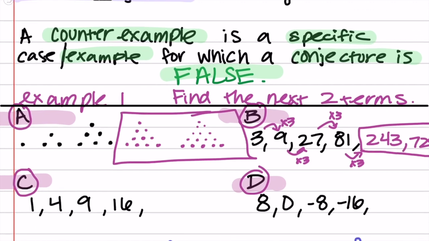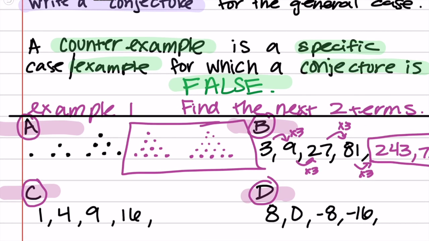Now let's look at C. C is a little bit different. So I see one thing. It goes from 1 to 4. I'm adding 3. Alright. And then from 4 to 9, I'm adding 5. And 9 to 16, I'm adding 7.